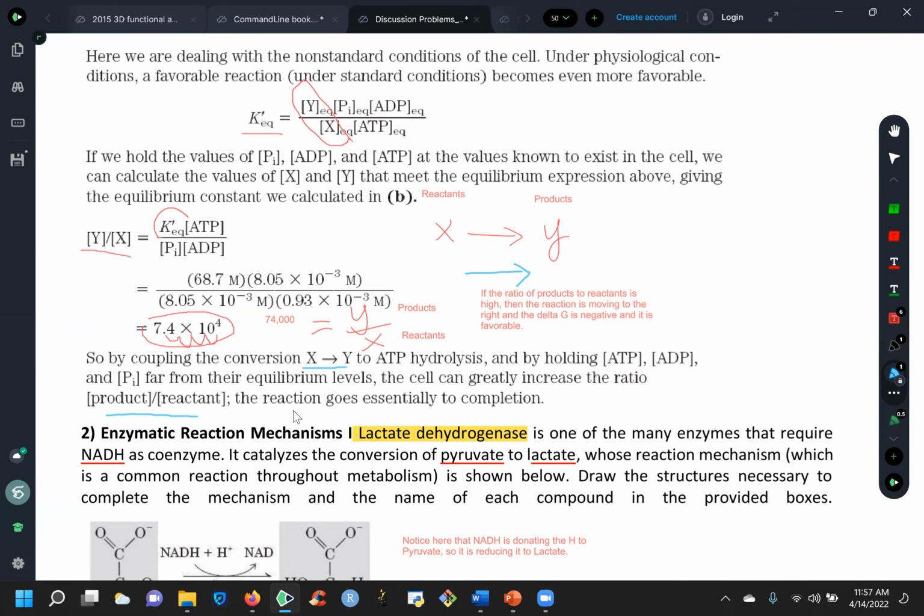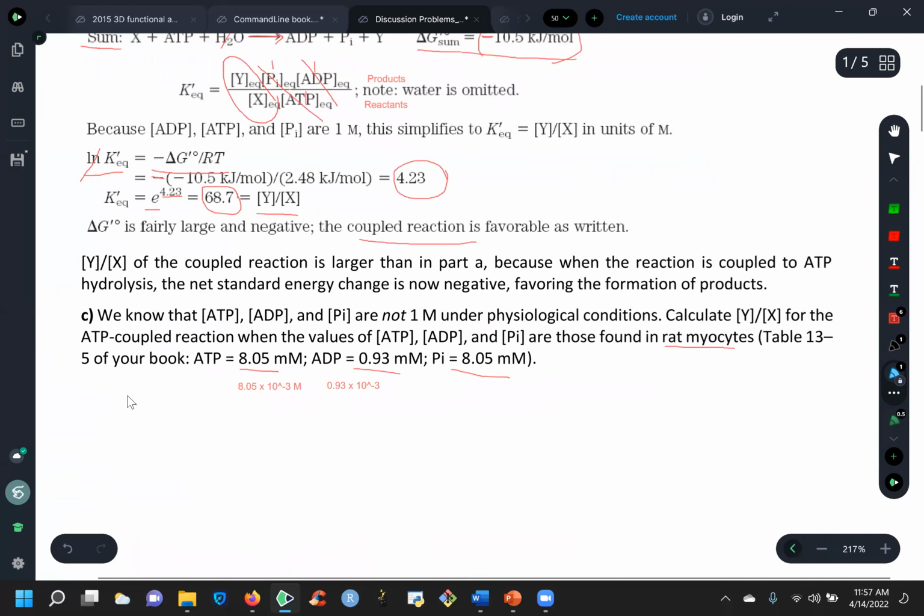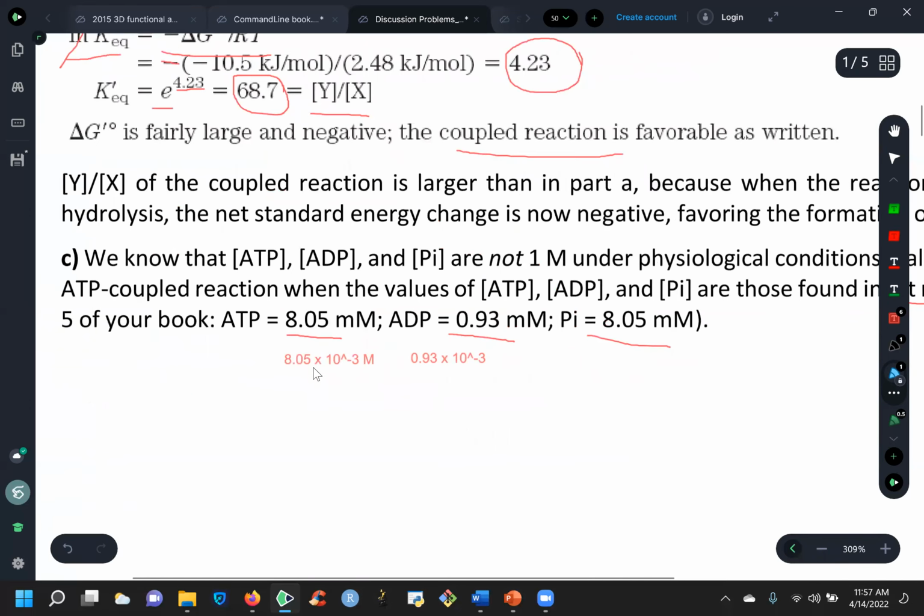Sometimes it'll be something like, how does the cell not run out of ATP? How does it keep reactions going? And the answer is that it keeps ATP, ADP, and phosphate concentrations far from equilibrium. You can tell this because look at the concentrations they gave us: 8.05 times 10 to the negative 3. What number is that? Well, you have to go back 3, so it's actually 0.00805 molarity.